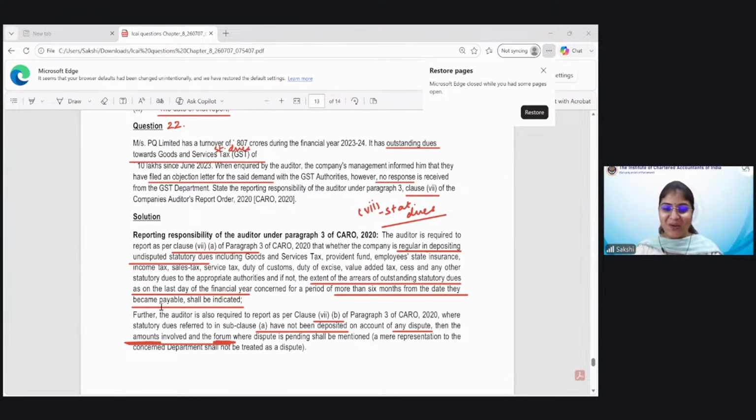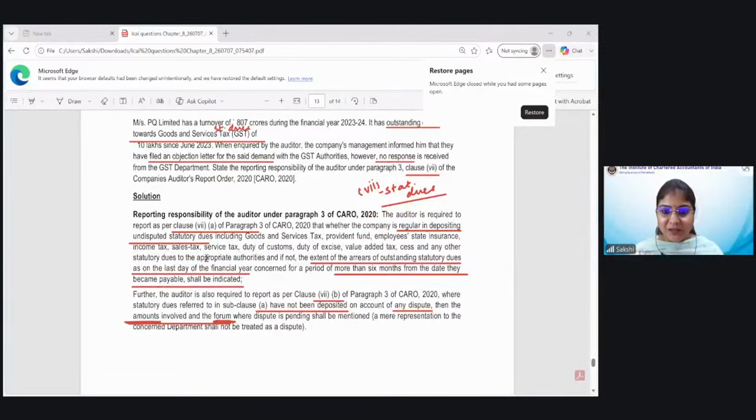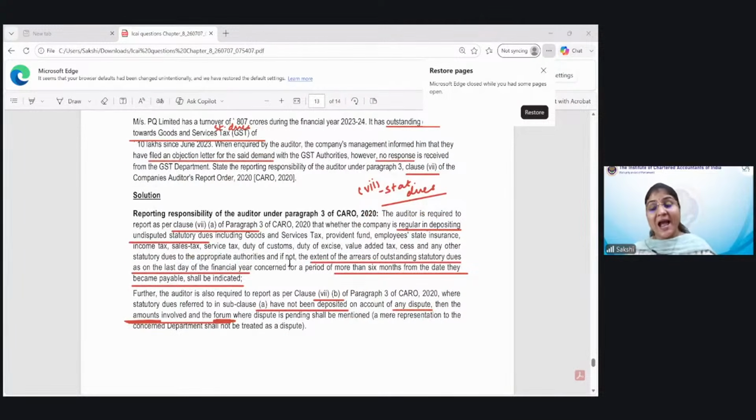Do you remember? So here they say whether the company is regular in depositing the undisputed statutory dues including the GST, PF, ESI, income tax, sales tax, service tax, custom duty, excise duty, VAT, cess and other statutory dues. Why are these statutory? Because they have deposited with the government, isn't it? To the appropriate authorities. And they are undisputed statutory dues. If not paid, then the extent of arrears. Arrear, you understand? How much pending, isn't it?